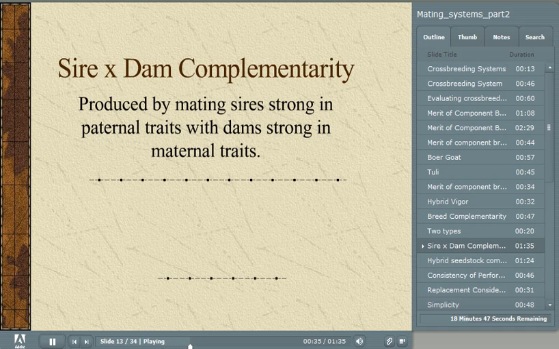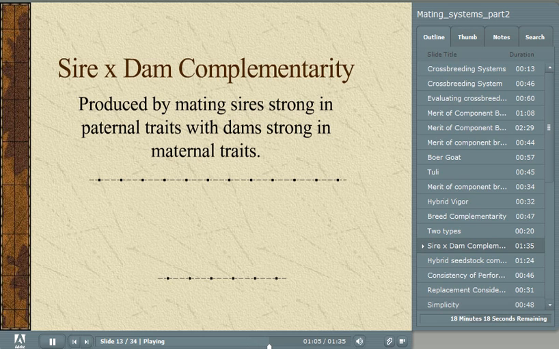So for instance, we have Angus cows that we mate to a Charolais type sire or Charolais sires. Well, the Charolais are known for lots of lean meat yield, rapid growth rate, large carcasses, and the Angus that are the females are known for fertility, good milk production, good mothering ability. So we're trying to take advantage of the strengths of the males combined with the strengths of the female breed to produce a desirable offspring.